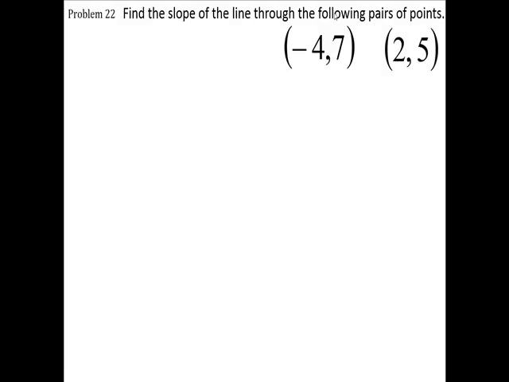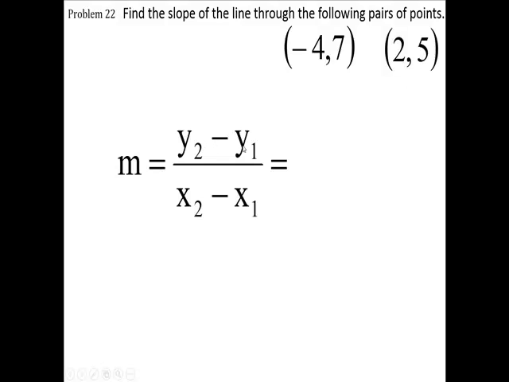Find the slope of the line through the following pairs of points. So we have a point (-4, 7) and (2, 5). Okay? Now, the slope formula says y2 minus y1 over x2 minus x1.